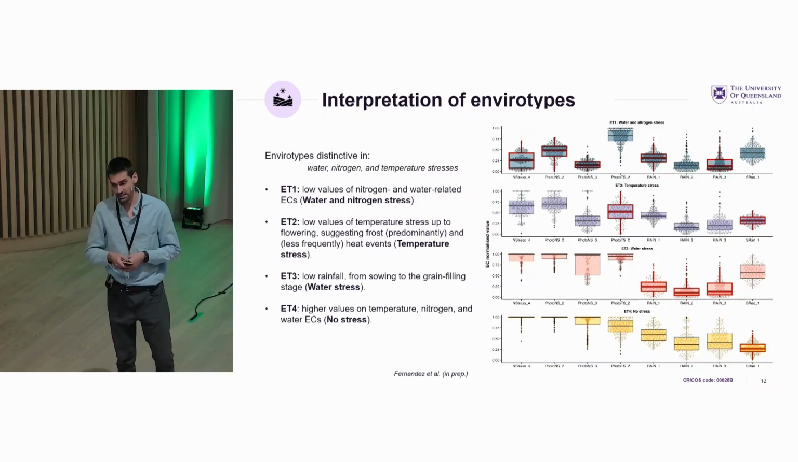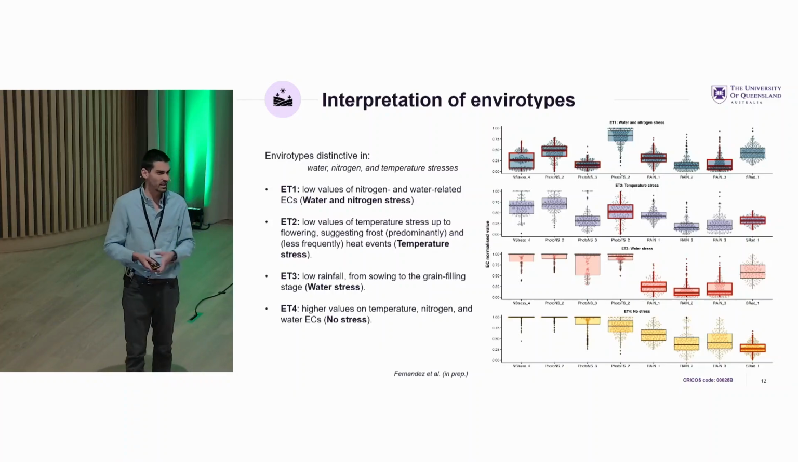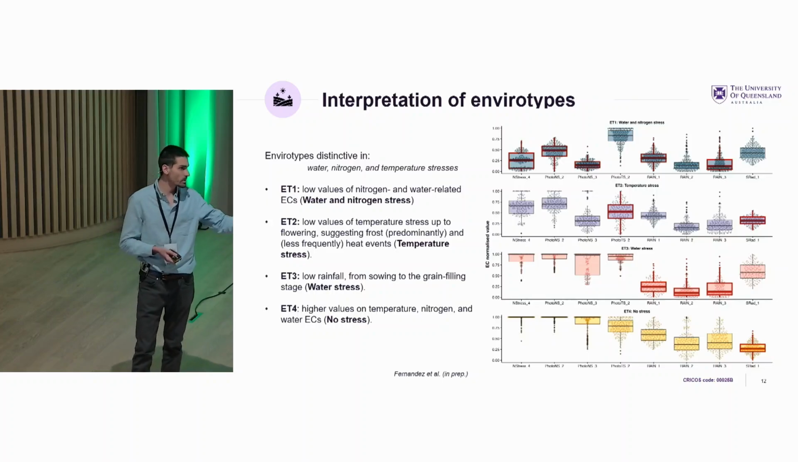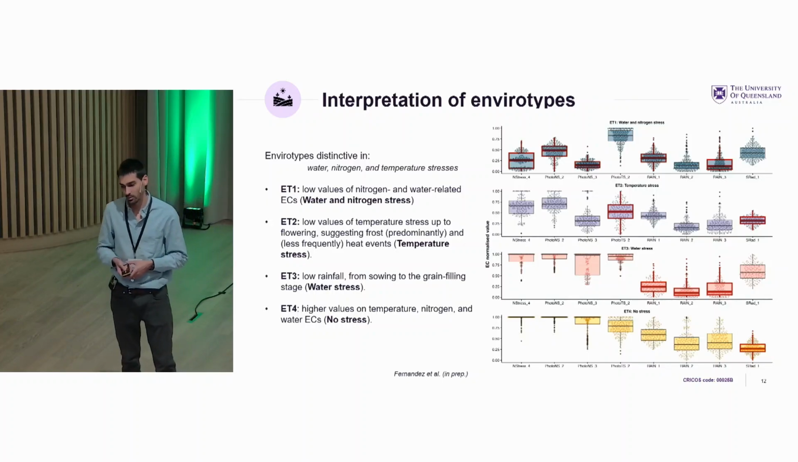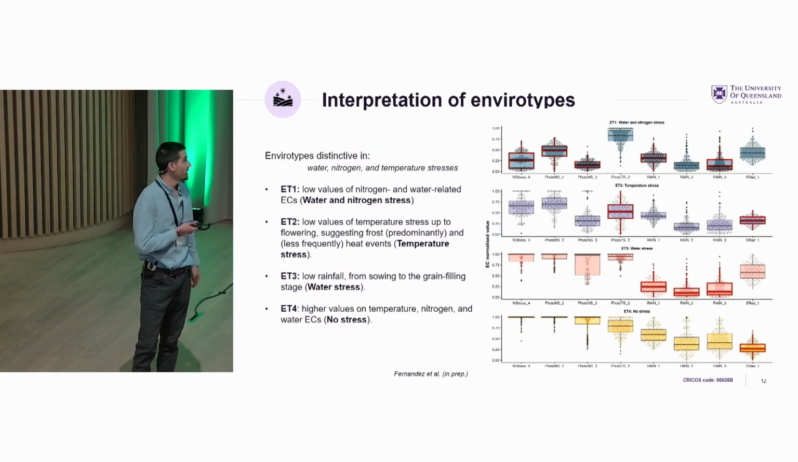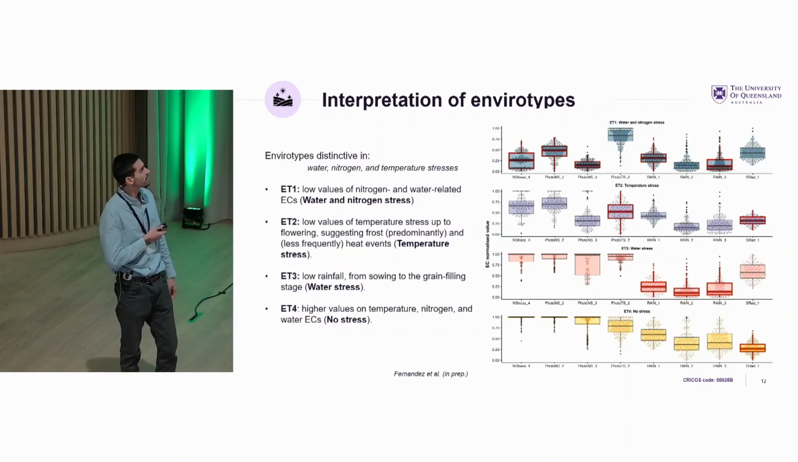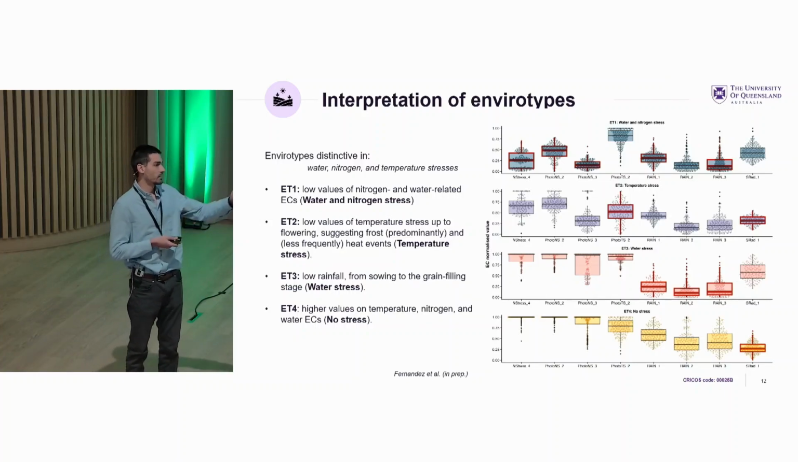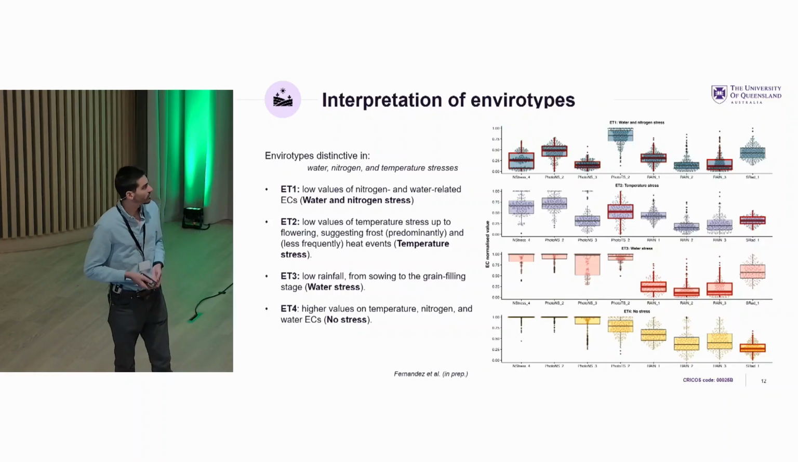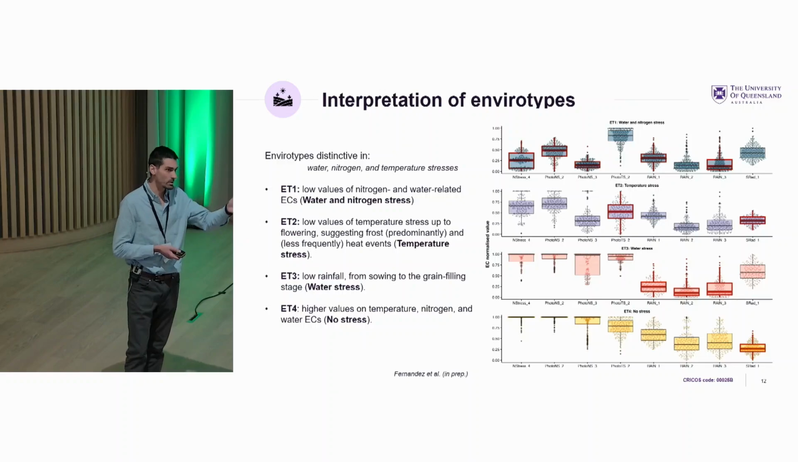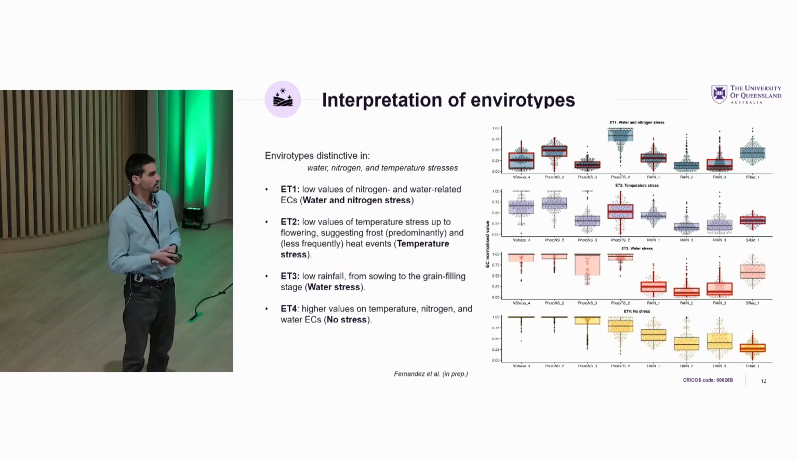Here you have the interpretation. At the end, we want to give these envirotypes to growers so they can do something with them, so they can interpret. And this is how we did it. We normalized these environmental covariates. And then what you're seeing in red are the ones in the distribution of these normalized ECs that are below the 20th percentile of the distribution. So we assume that these are the limiting factors on each of the envirotypes.